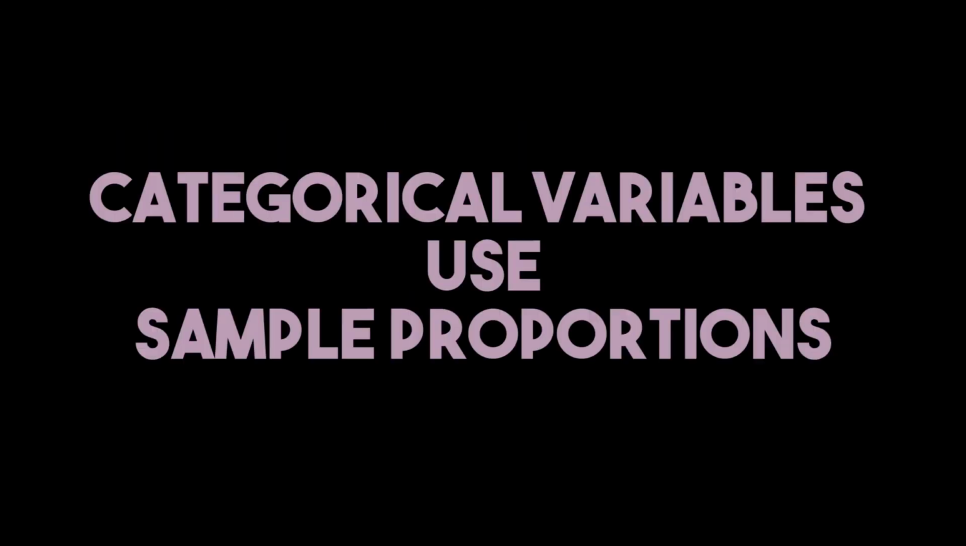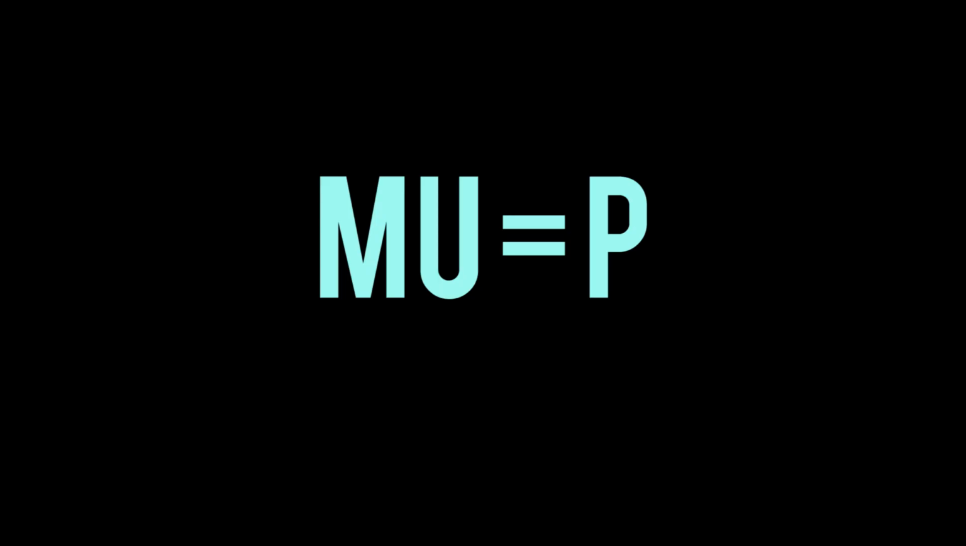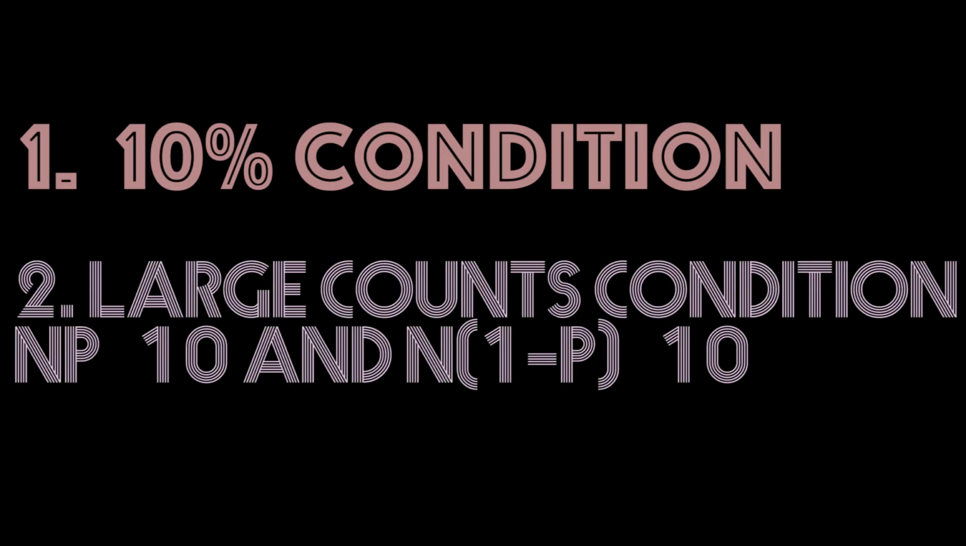When the statistic is a categorical variable, we use sample proportions. The statistic for sample proportions is p hat equals the count of successes in a sample divided by the size of the sample. The mean of this distribution is the value of the parameter p, and the standard deviation of the distribution is the square root of p times 1 minus p, divided by n.